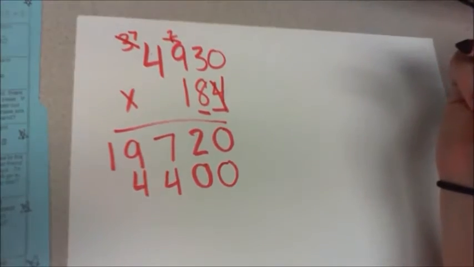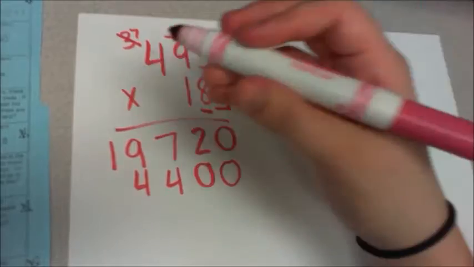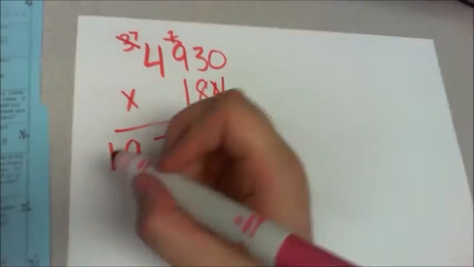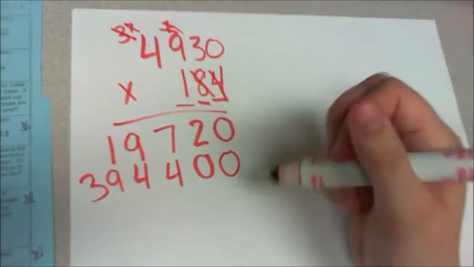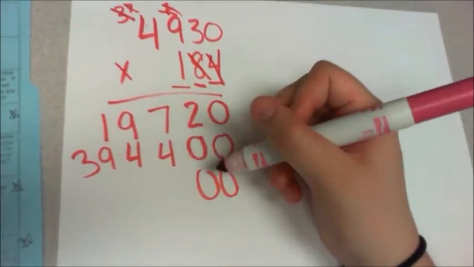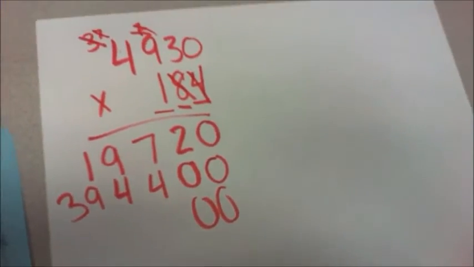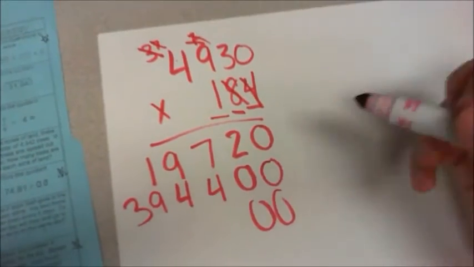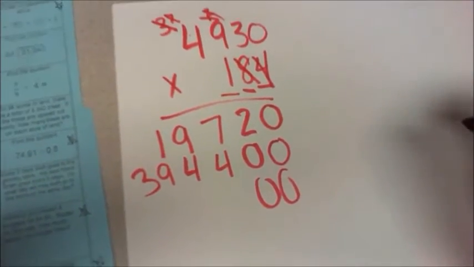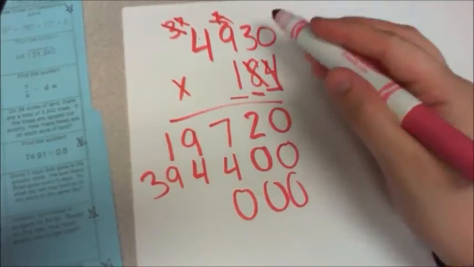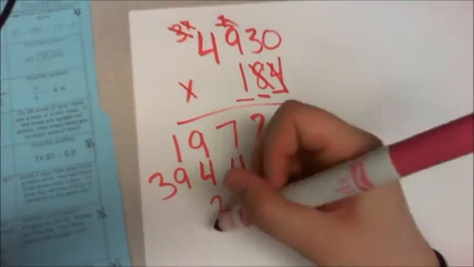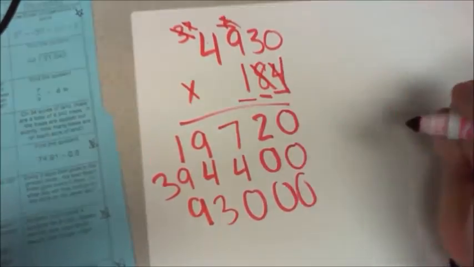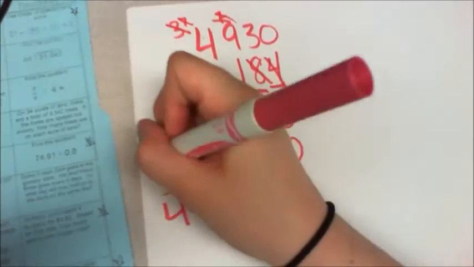8 times 4 is 32 plus 7 is 39. Cross off the old, move to that last place with a double placeholder, since we're now in the hundredths spot. 1 times 0 is 0. 1 times 3 is 3. 1 times 9 is 9. 1 times 4 is 4.